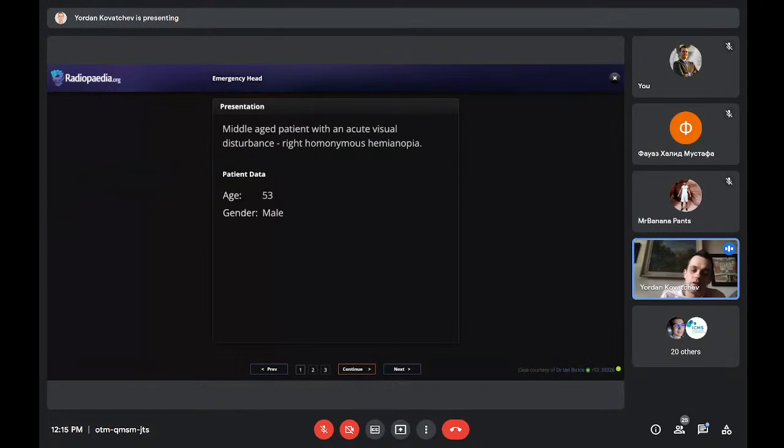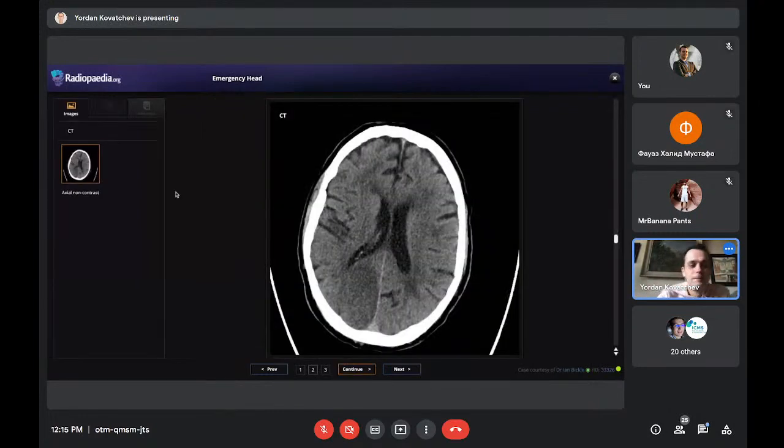Even before you open the scan, and honestly, some of my colleagues can confirm that, sometimes you already know what you'll see. I mean, you just open the CT to confirm it, but you already know what you will see. So let's check the CT scan.